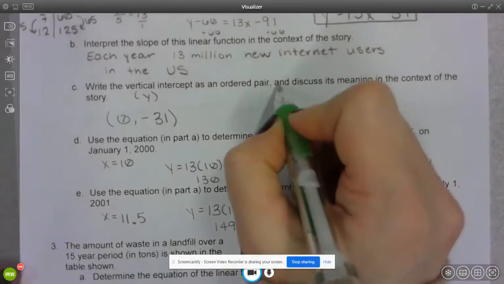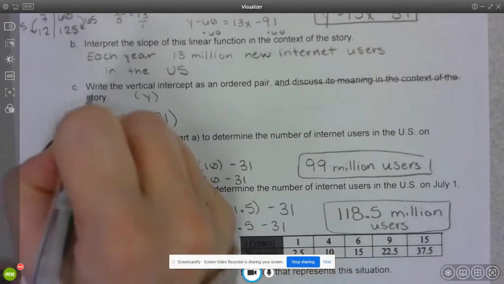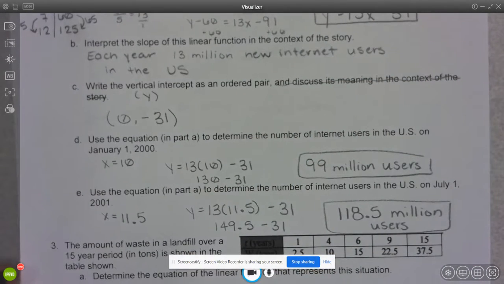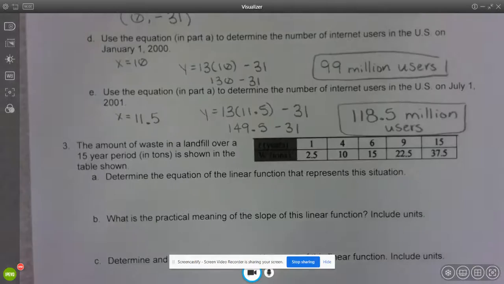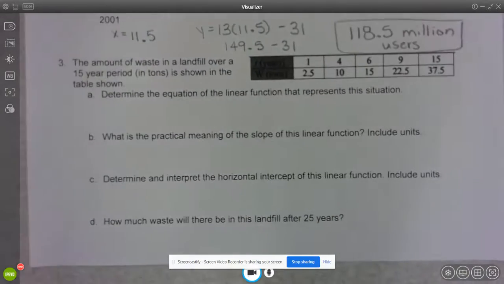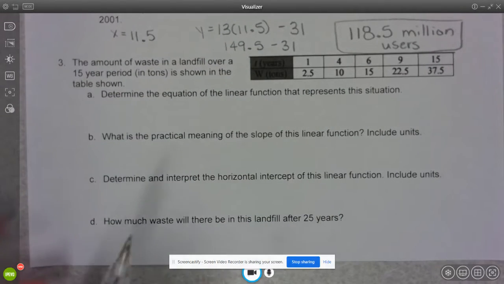So really the only one that we're not going to worry about is discussing the meaning of the y-intercept. Everything else, pretty standard, cut and dry type of question that you could get. All right, waste in a landfill in over 15 years, shown in the table below. Determine the equation of the linear function that represents this equation.